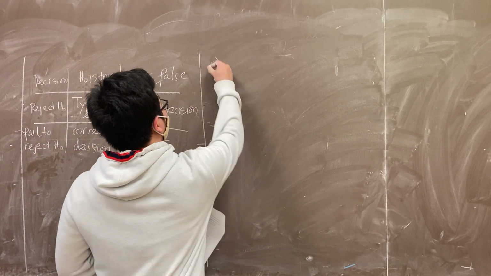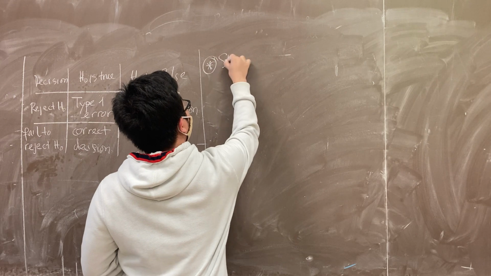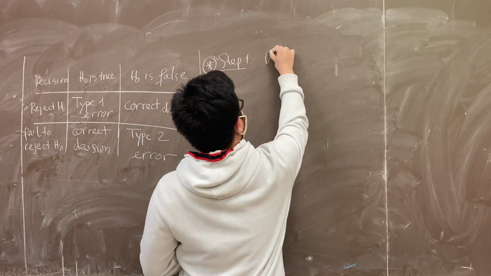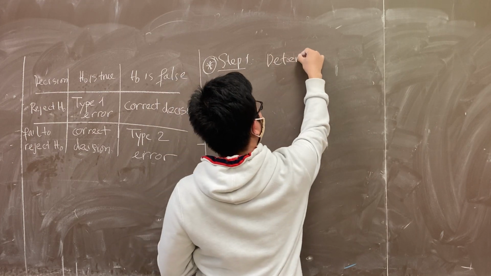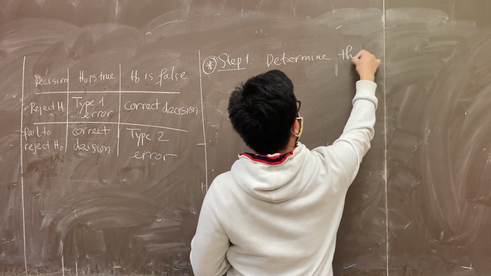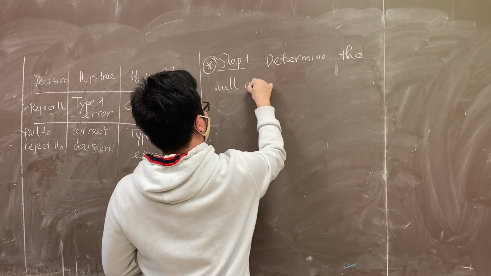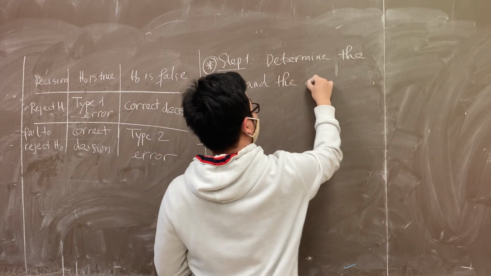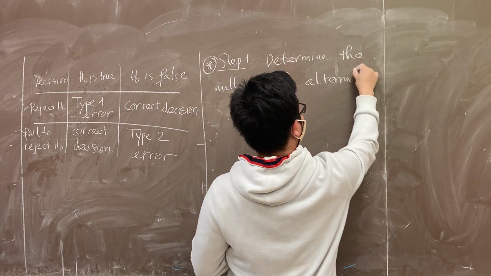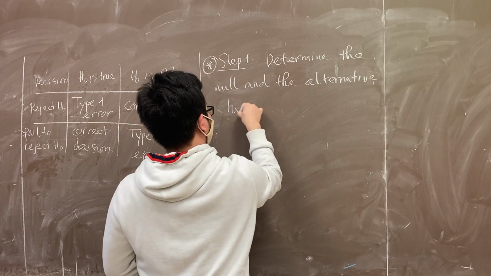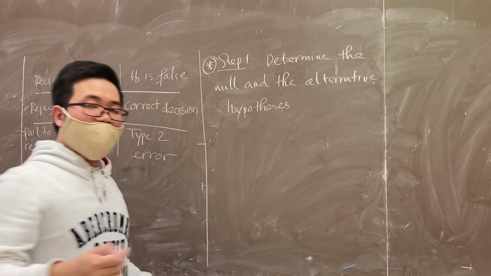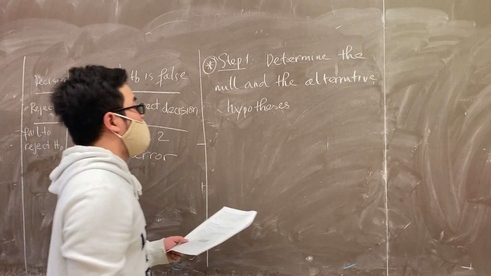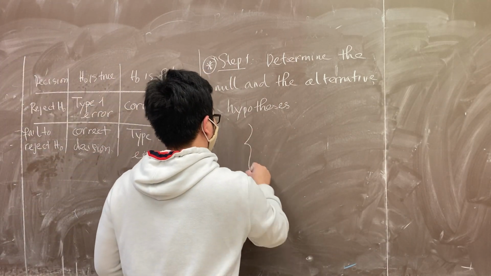So the first step here, you need to write. Okay, you need to determine the null and the alternative hypothesis. First, we need to determine what is the null and what is the alternative hypothesis.